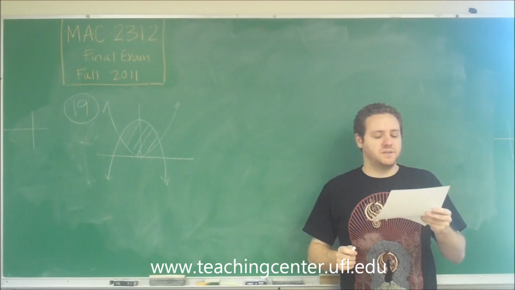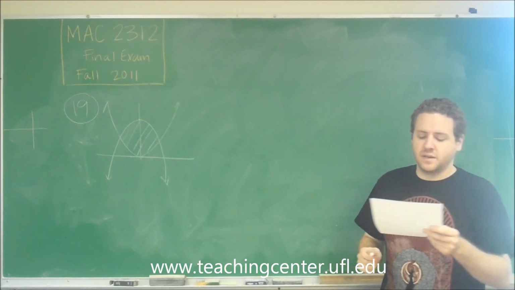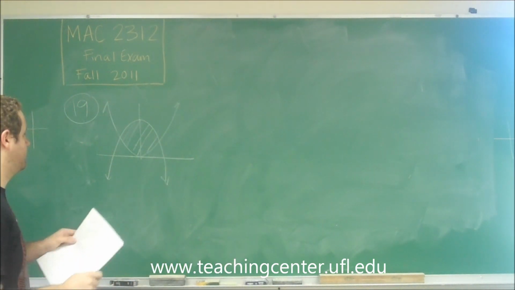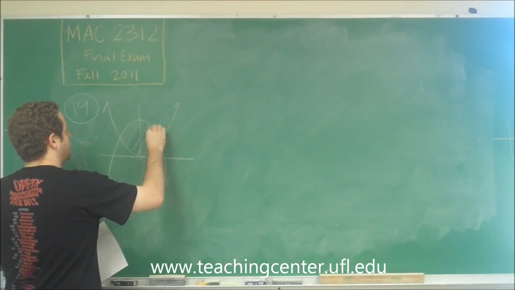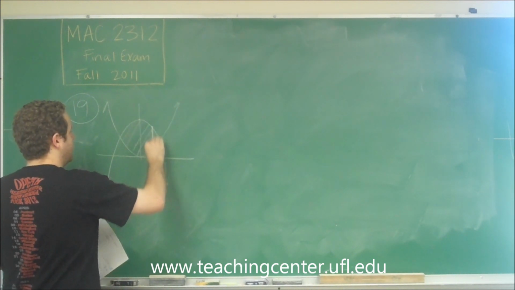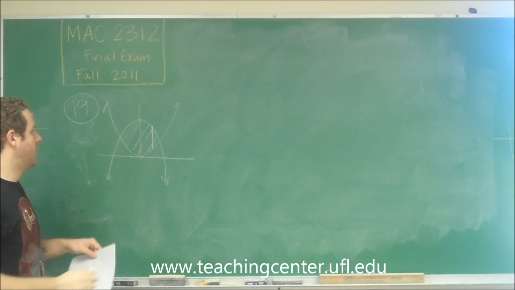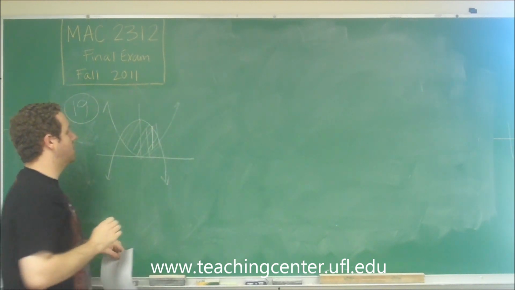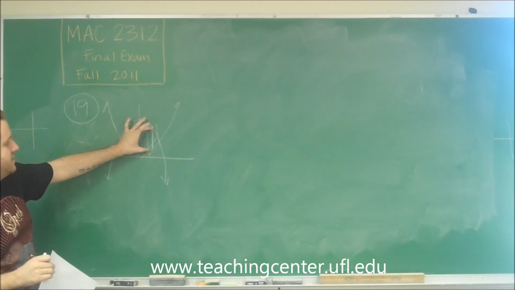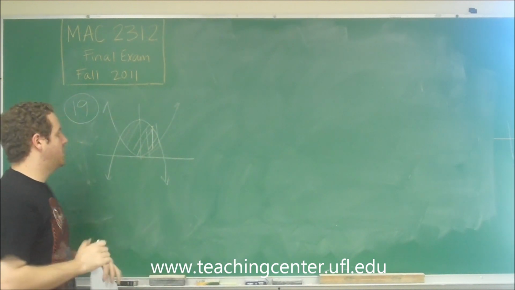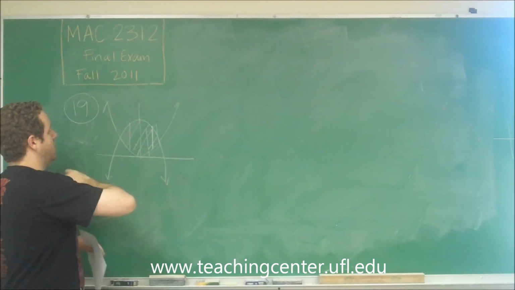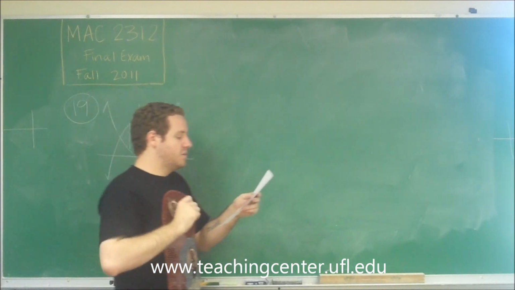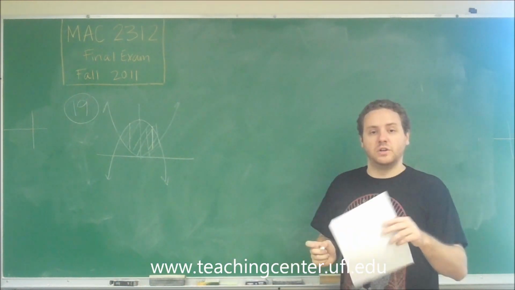And it says cross sections perpendicular to the x-axis are squares with one side lying along the base. So what that means is if we take one slice of this, and this is popping out of the board here, it's going to look like a square. Its base is sitting on this thing. So if you think about it, every vertical line you could draw through this would then look like a square. So we need to figure out what is the volume of the solid.